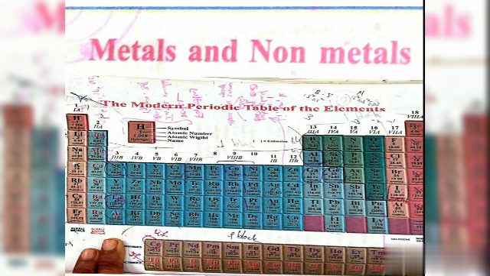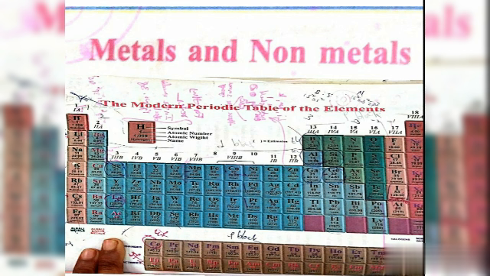these metalloids have properties like metals, but they are brittle like non-metals, meaning they break easily. So they are generally semiconductors. Examples: silicon, germanium, boron. These are examples of metalloids.